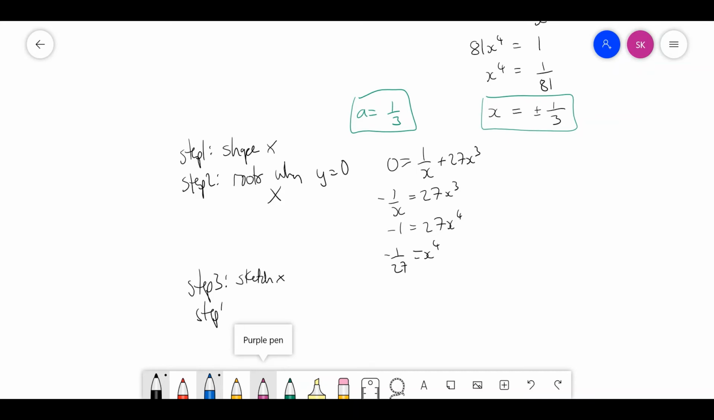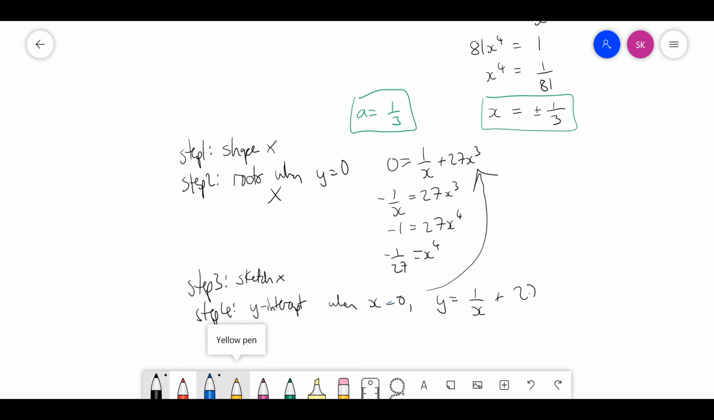Step 4, y-intercept when x is 0. Well, looking at my equation, y equals 1 over x plus 27x cubed, x can't be equal to 0 because it's on the denominator of a fraction, and that would cause the fraction to be undefined. So there's no y-intercept. The graph doesn't cross the y-axis. The y-axis looks like it's going to be an asymptote.